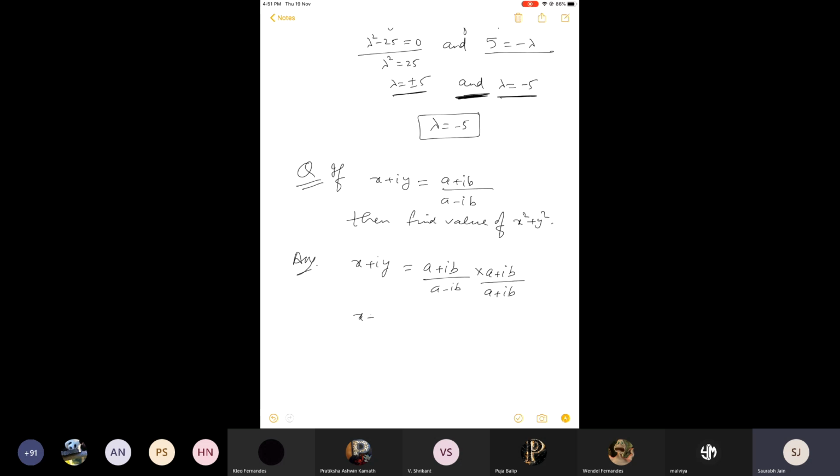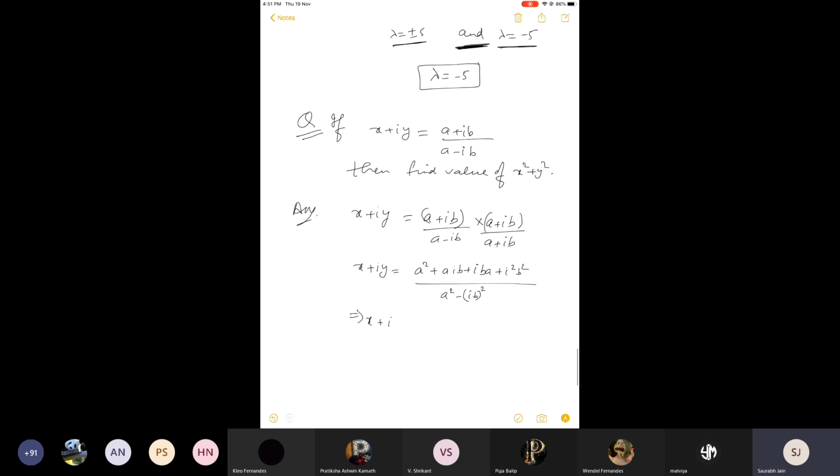So for that you will multiply numerator and denominator by a plus iota b. Now do the normal multiplication here. a into a is a square, then a iota b, then iota b a, and this is iota square b square. In the denominator it is a square minus iota b whole square.